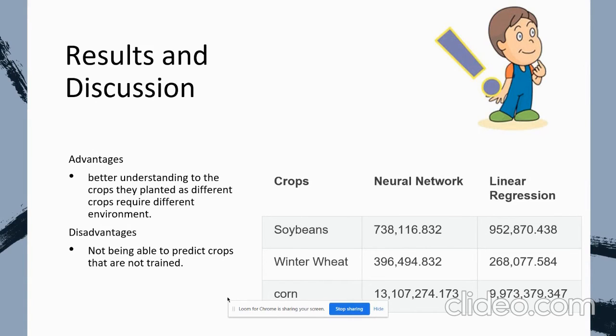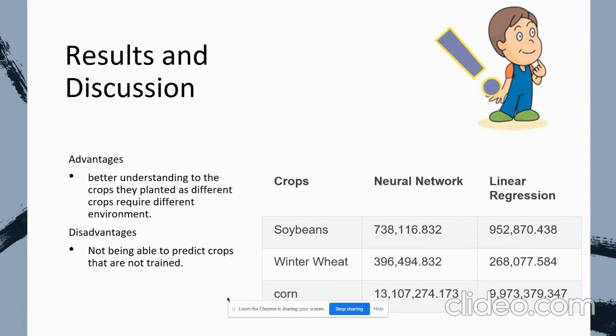As you can see, for soybean, neural network is lower than linear regression. Hence, neural network works better for soybean. And for winter wheat and corn, linear regression has lower average squared errors. Hence, linear regression performs better.